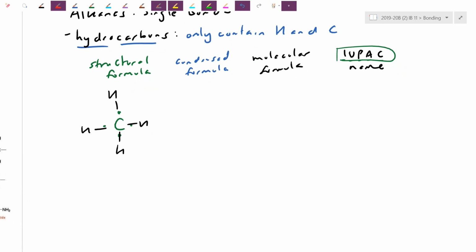So in this case here, we have the structural formula. Great. I have C with 4 H's. So I know right away the molecular formula here is going to be CH4. That's actually going to be a condensed formula as well. So that's fine for methane. And in this case here, we're actually going to write the word name, the IUPAC name.